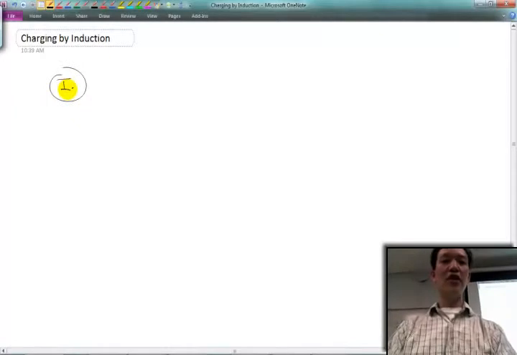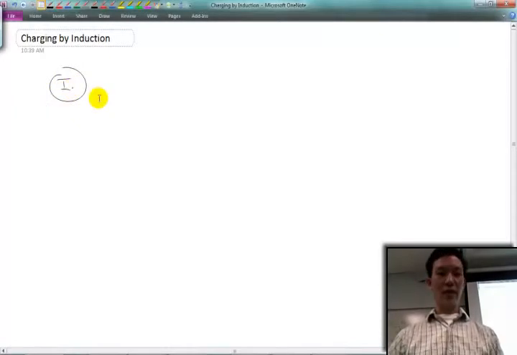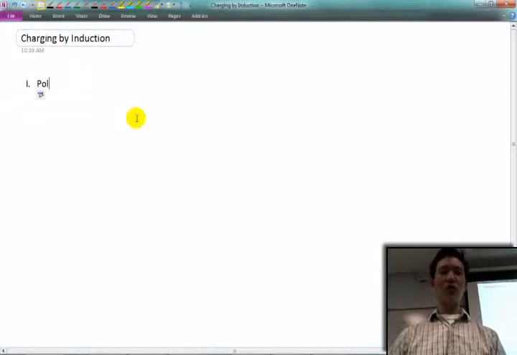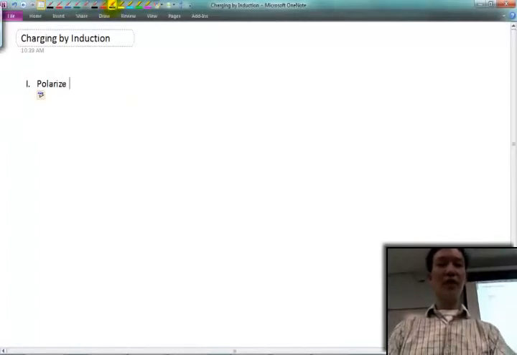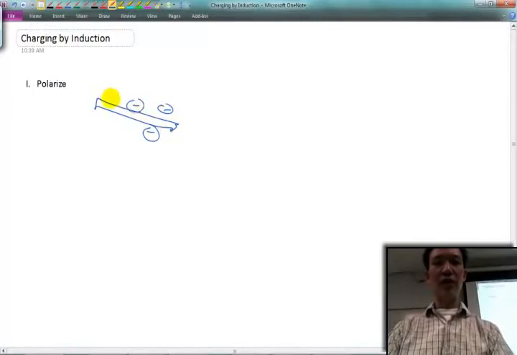Step one in charging by induction, okay? Actually, I'm going to type and then I'll draw this out because I got lefty chicken scratch. Here we go. Step one is you want to polarize the object. So what do we mean by that? Here's an example, okay? I'm going to take a plastic rod that's negatively charged. So what does it mean when it's negatively charged? It has extra what? Electrons, okay?